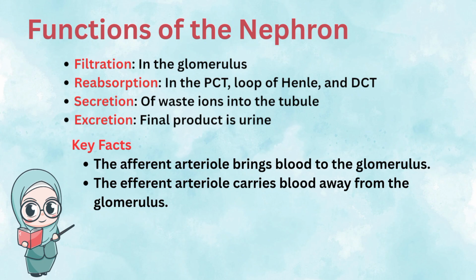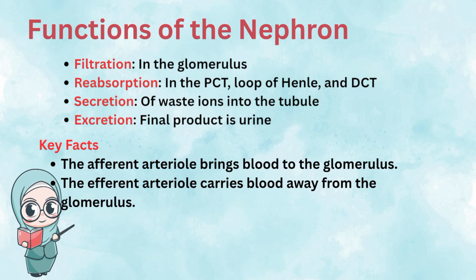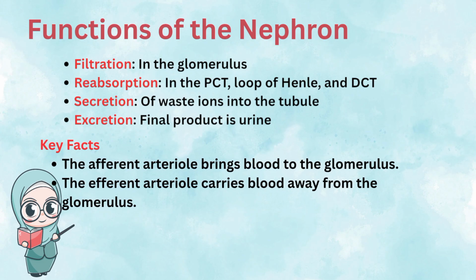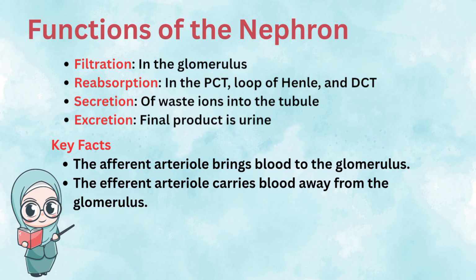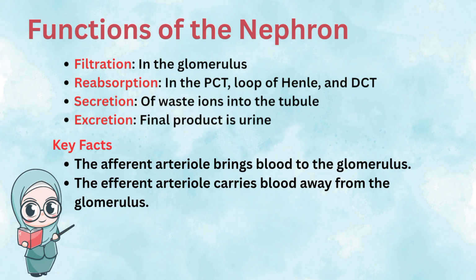Functions of the nephron. Filtration in the glomerulus. Reabsorption in the PCT, loop of Henle, and DCT. Secretion of waste ions into the tubule. Excretion. Final product is urine. Key facts. The afferent arteriole brings blood to the glomerulus. The efferent arteriole carries blood away from the glomerulus.